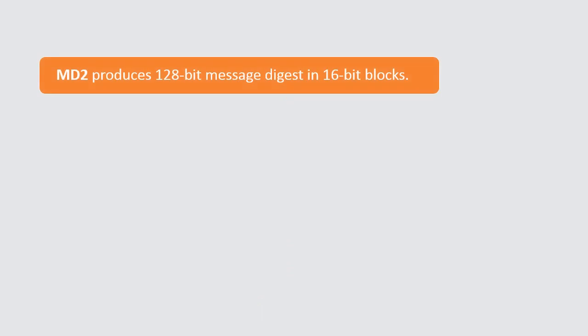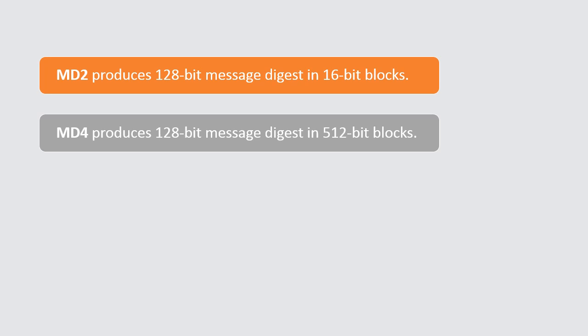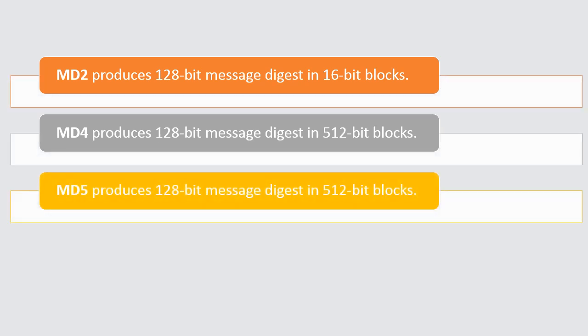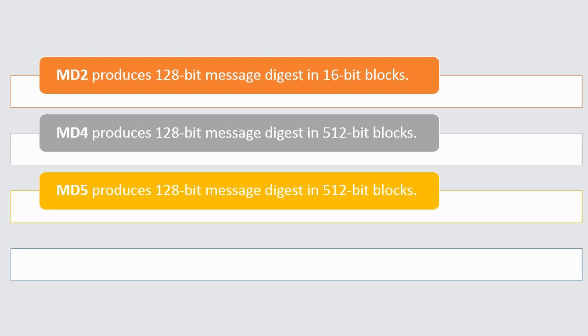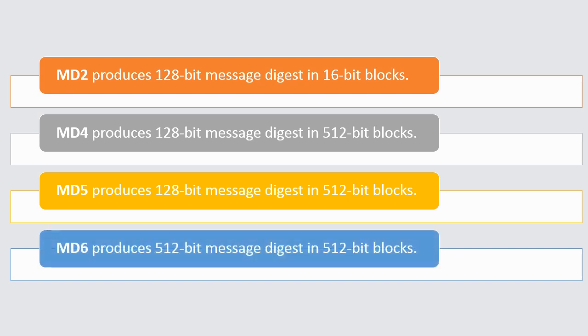MD2 produces a 128-bit message digest in 16-bit blocks. MD4 produces a 128-bit message digest in 512-bit blocks. MD5 produces a 128-bit message digest in 512-bit blocks. MD6 produces a 512-bit message digest in 512-bit blocks.